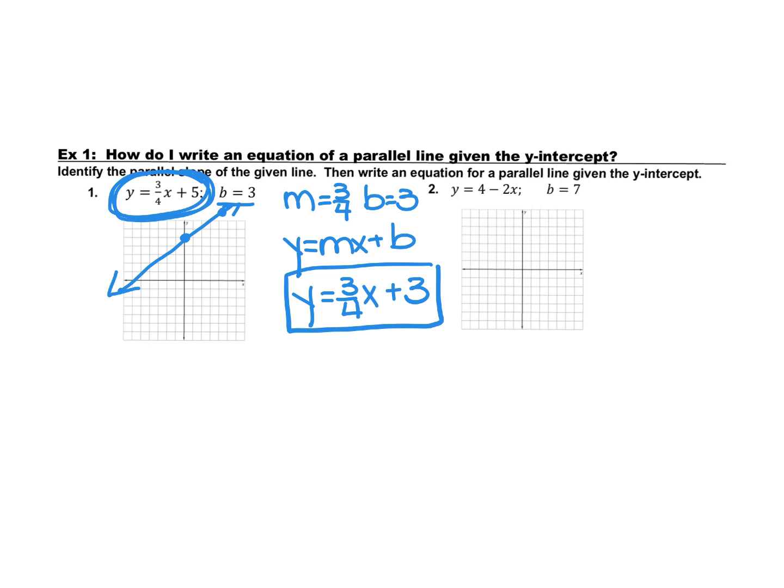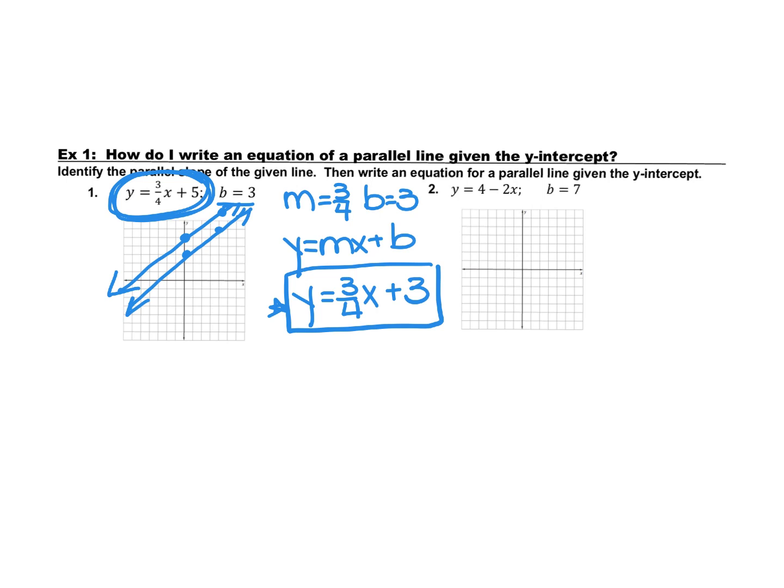So now if I graph the new line that we just wrote, y is equal to 3/4 x plus 3, this one has a y-intercept of 3, and it has the same slope, so it's going to be parallel to it. So I'm going up 3 over 4, and notice how they're parallel lines. The only difference here is that I have a y-intercept of 5 for the first one and a y-intercept of 3 for the second one.